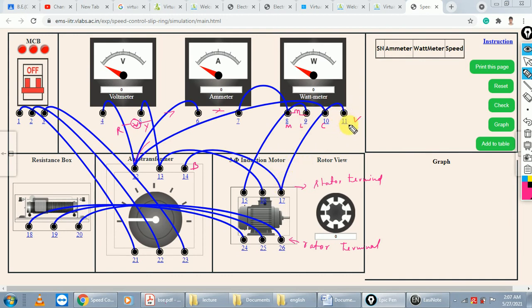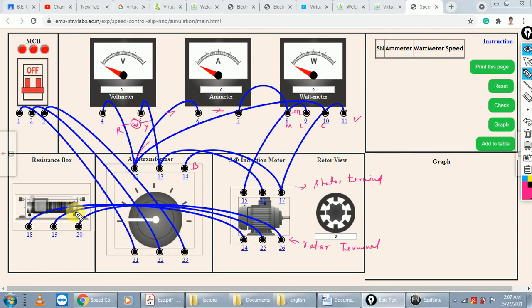Okay, so this is a wattmeter connection. And these rotor terminals are connected with external resistance. So this is your connection.